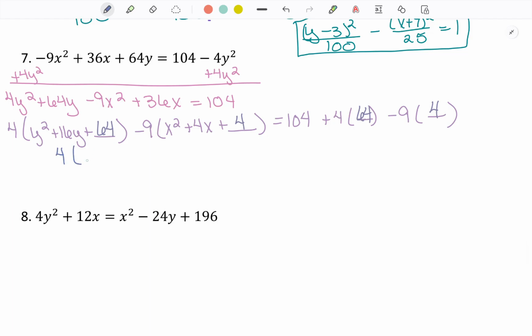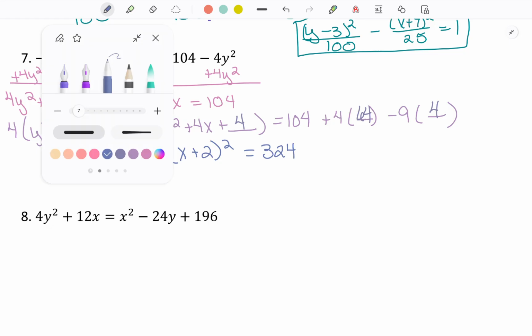So we will go ahead and factor. So we have y plus 8 squared minus 9, and then x plus 2 squared. And then our 104 plus 4 times 64 minus 9 times 4. That is going to give us 324. And then we're going to divide by 324.